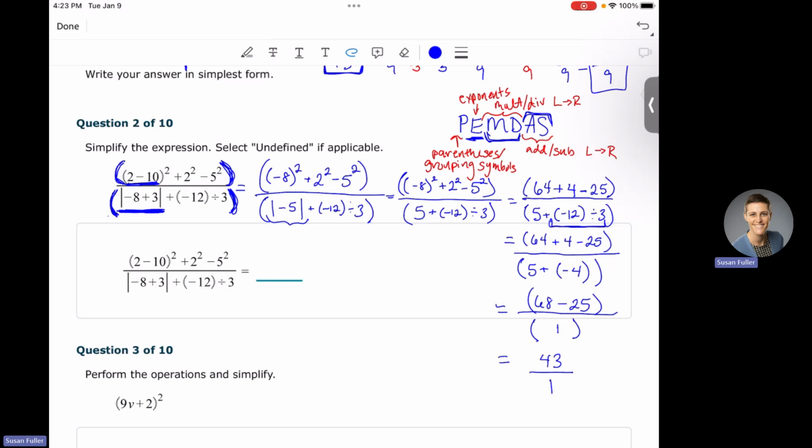So now we've simplified inside each of our grouping symbols. The top grouping symbol simplified to 43. The bottom grouping symbol simplified to 1. Now we can do this big division. That's the very last thing to do in this problem. 43 divided by 1 is just 43. So that's going to be the answer here, is just 43.